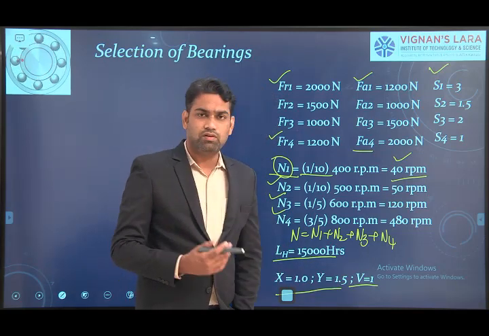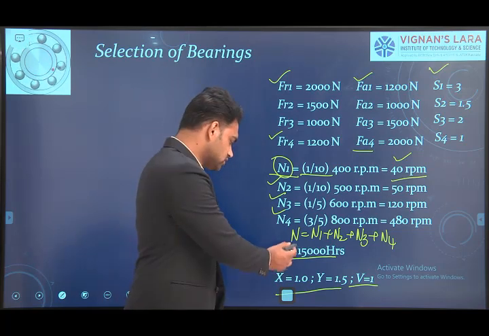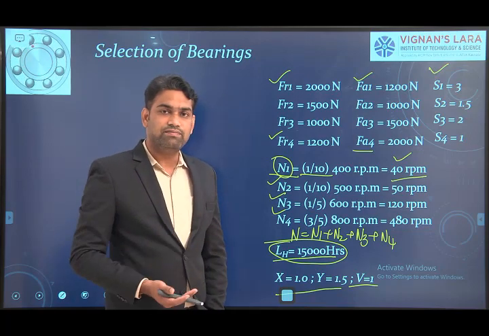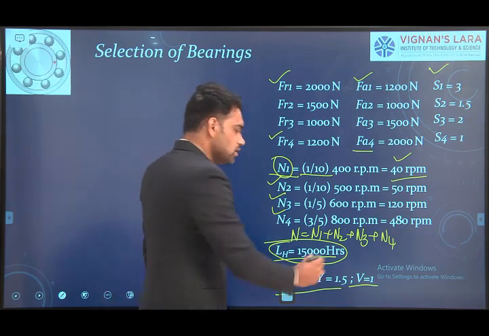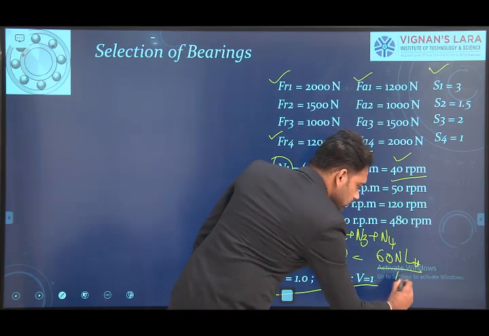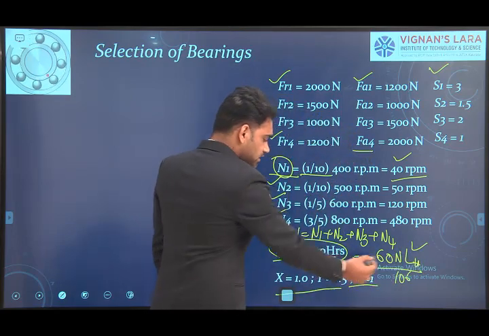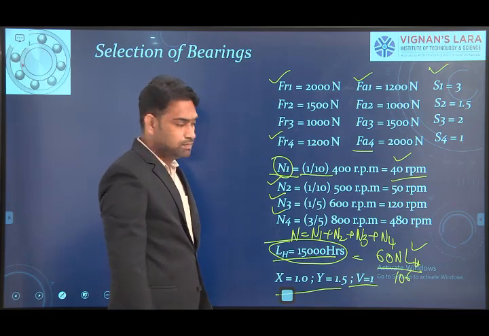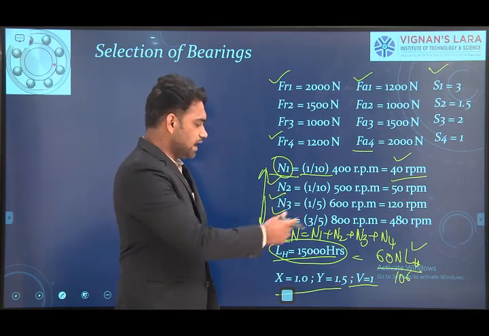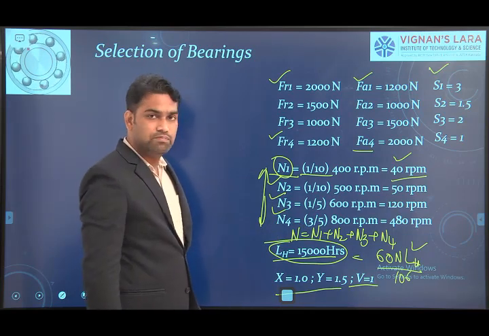First of all, we can calculate the life of the bearing in terms of million revolutions. They specified it in terms of hours of service, LH. So we can calculate the life in million revolutions using the relation 60 N LH divided by 10 power 6. LH is the given life in hours of service, and N is given by N1 plus N2 plus N3 plus N4, so you sum up all the numbers of revolutions to get the total number of revolutions of the bearing.